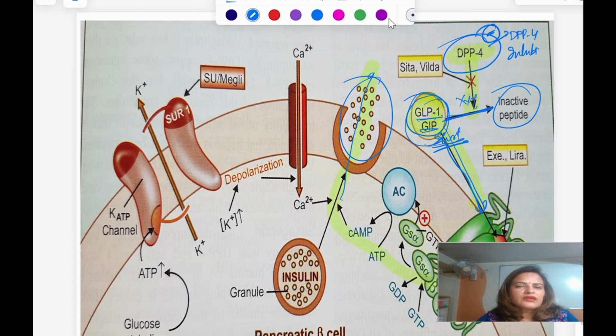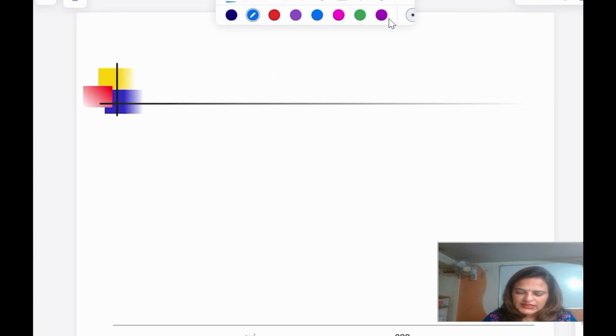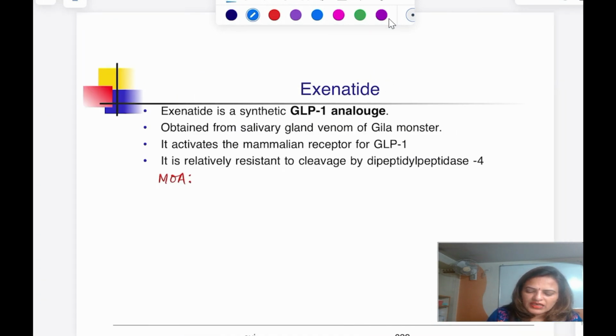So under the insulin secretagogue, we have 4 groups of drug. One is parenteral and 3 are oral. Parenteral हमारे पास कौन सी है? We have a parenteral GLP-1 analog, exenatide and liraglutide, whereas oral, insulin secretagogue में और क्या आते हैं? Sulfonylureas group of drug, Miglitinides and DPP4 inhibitor. Now, exenatide and liraglutide, they are GLP analogs. We got exenatide from the salivary gland venom of Gila monster. It is going to activate GLP-1 receptor. Okay?